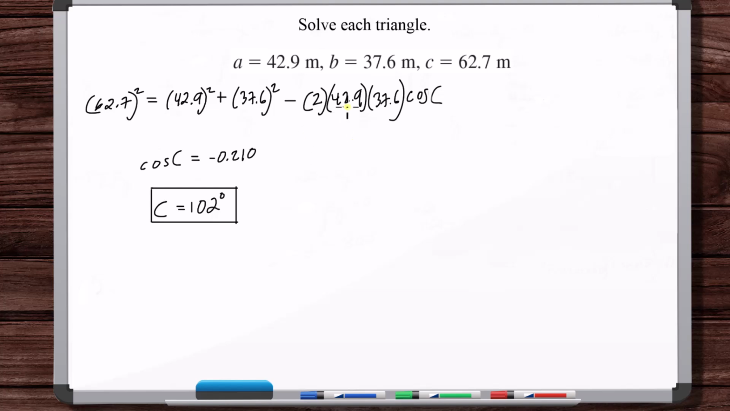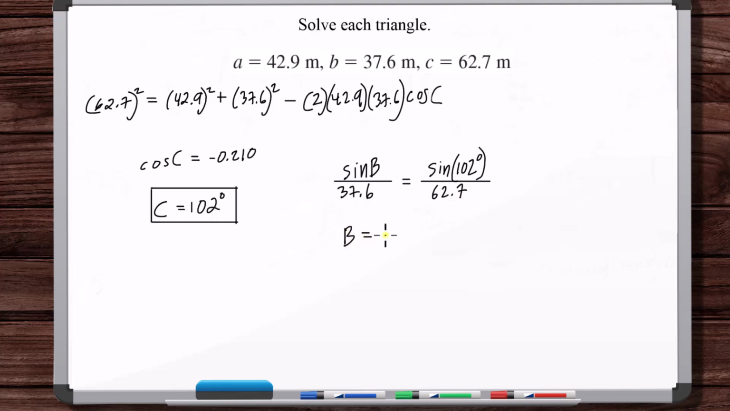Okay. Now let's use the law of sines to solve for another angle. Let's just choose the smallest remaining side between A and B. Let's use side B. So sine of angle B over 37.6 is equal to sine of angle C over 62.7.